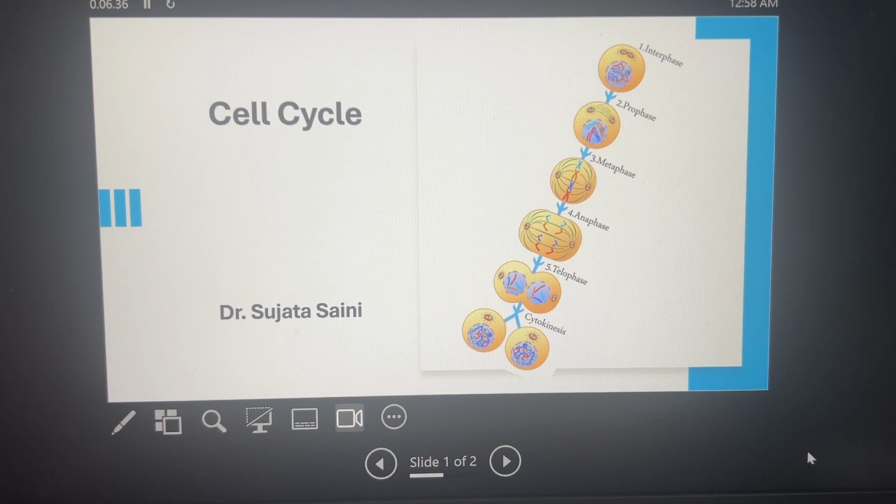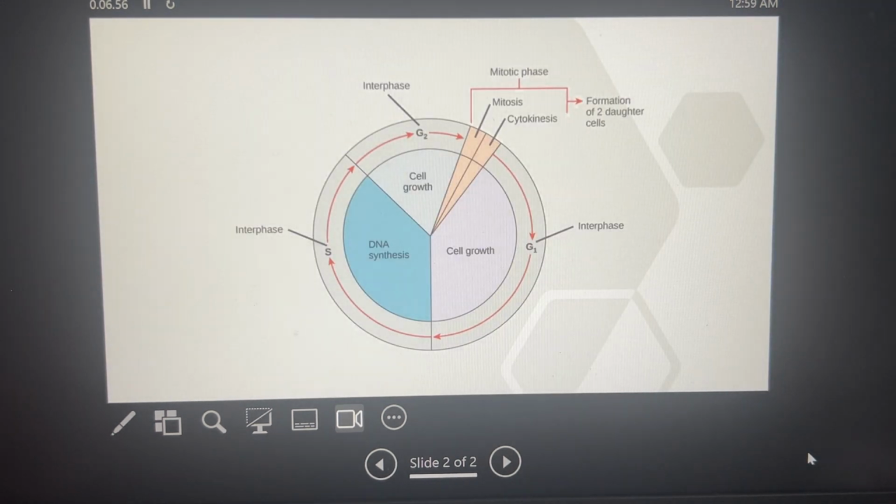Now, the second phase is the mitotic phase, which follows the interphase. This mitotic phase or the M phase includes mitosis, that is the process of nuclear division. It is divided into other phases, the first being the prophase. In prophase, chromatin condenses into visible chromosomes, and the nuclear envelope begins to break down.